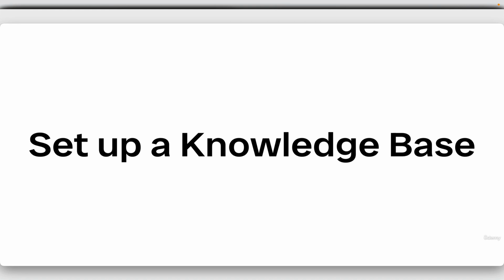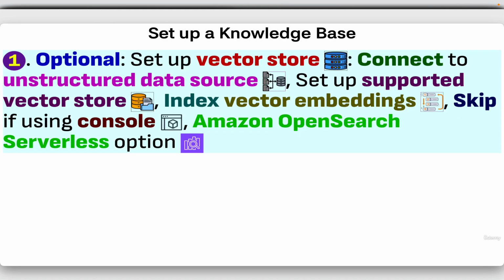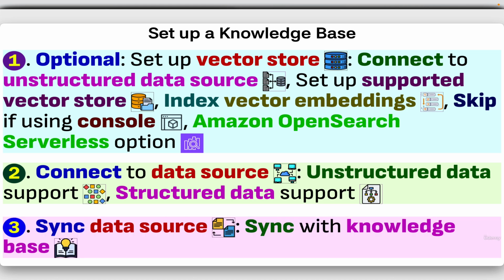Set up a knowledge base. So I'll talk about how to set up a knowledge base. So first step is if you are connecting to an unstructured data source, you may optionally set up your own supported vector store to index vector embeddings. This step can be skipped if you use Amazon Bedrock console to create an Amazon OpenSearch Serverless vector store. Then you connect your knowledge base to either an unstructured or structured data source. Then next you sync your data source with your knowledge base to ensure up-to-date information.